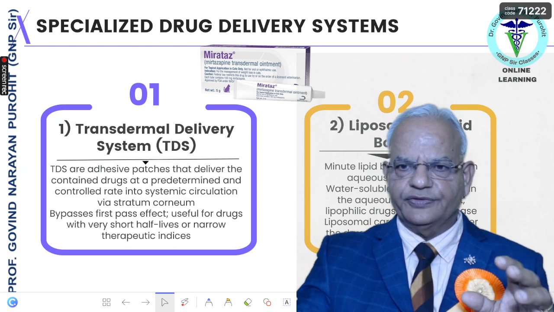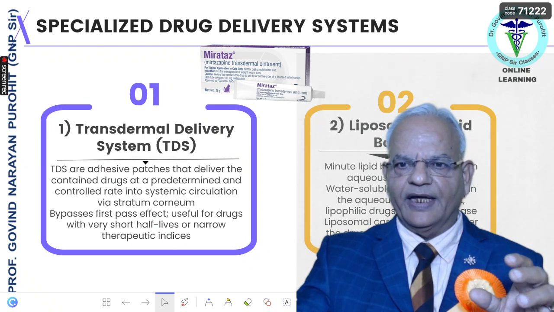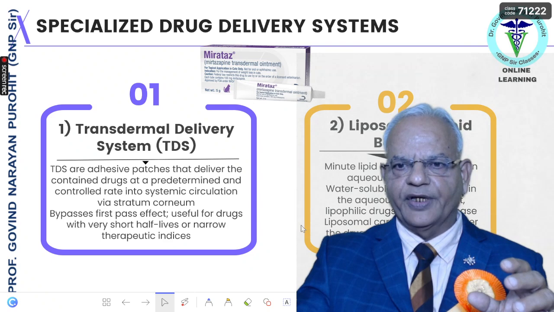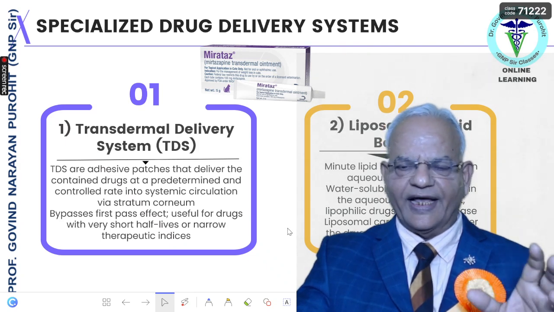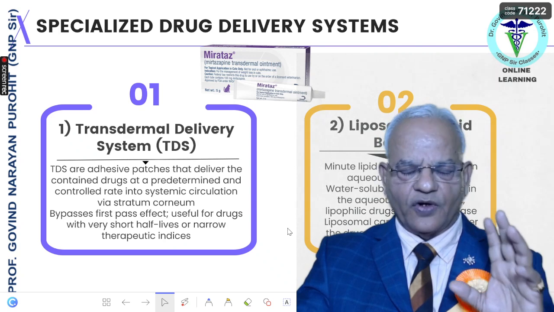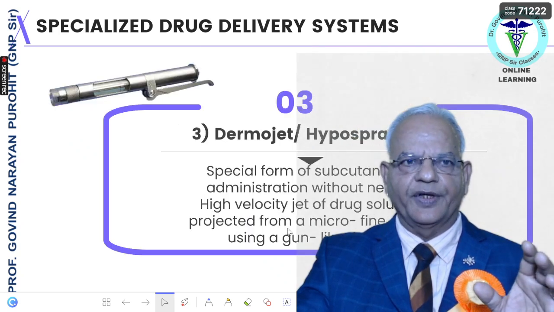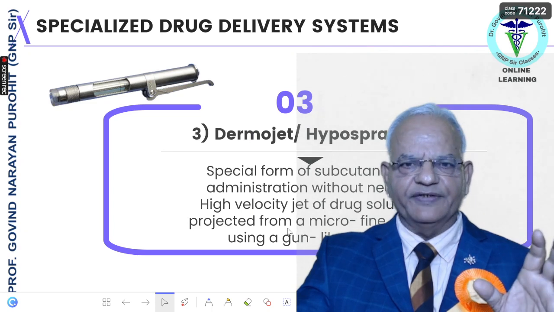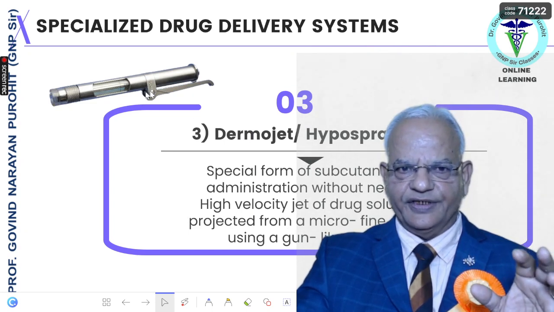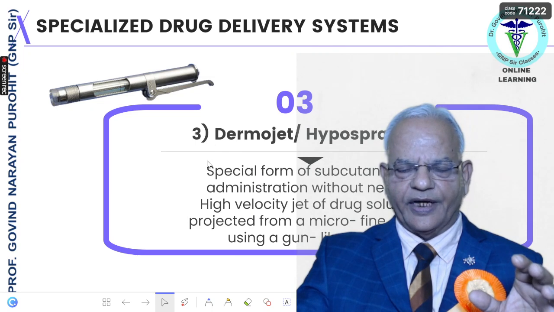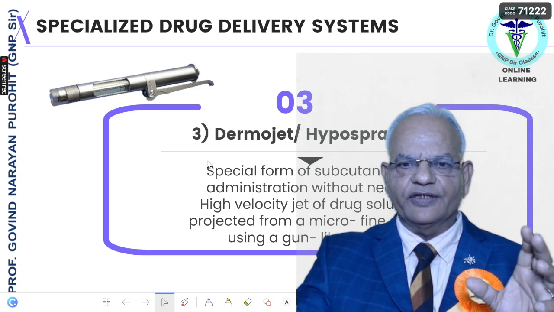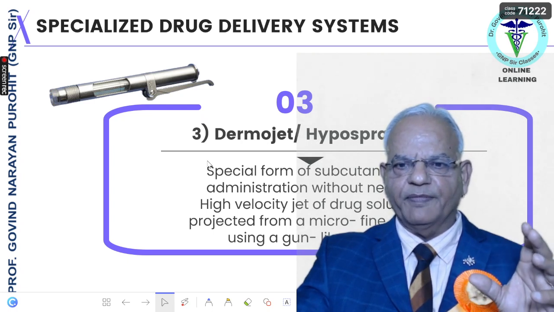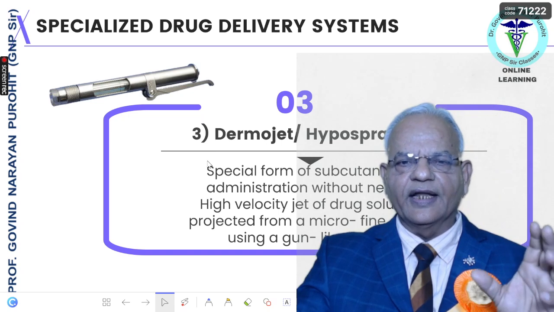Then liposomes, lipid bodies, minute lipid bilayers enclosing an aqueous compartment. Water-soluble drugs are enclosed in the aqueous compartment, lipophilic drugs in the lipid phase. Liposomal carrier systems deliver the drug across the cell membranes. Then there are specialized drug delivery systems like the dermojet, as you can see in this picture here, or hypospray, a special form of subcutaneous administration without needle. A high velocity jet of drug solution is projected from a microfine orifice using a gun-like device.